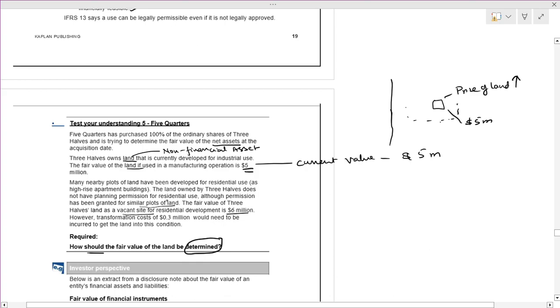Now there is a development. When there is a development, the price of the land will increase. The fair value of the land as a vacant site for residential development has increased to 6 million. Now, very simple common understanding. It's not difficult. SBR is not difficult at all. The only thing is that you understand the concepts. The moment you understand the concept, you can apply it anywhere.